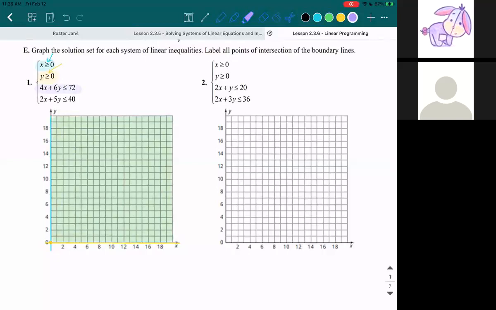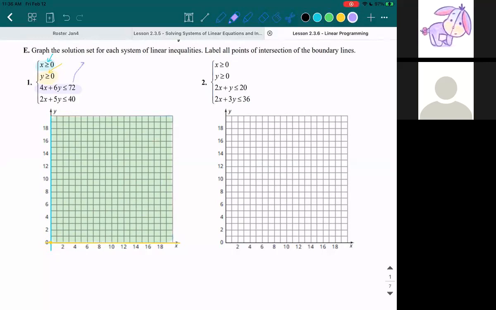Okay, so this is in standard form. So it says 4x plus 6y is less than or equal to 72. So since it's in standard form, we have to do the intercepts and then find a tester point. So let's do that.